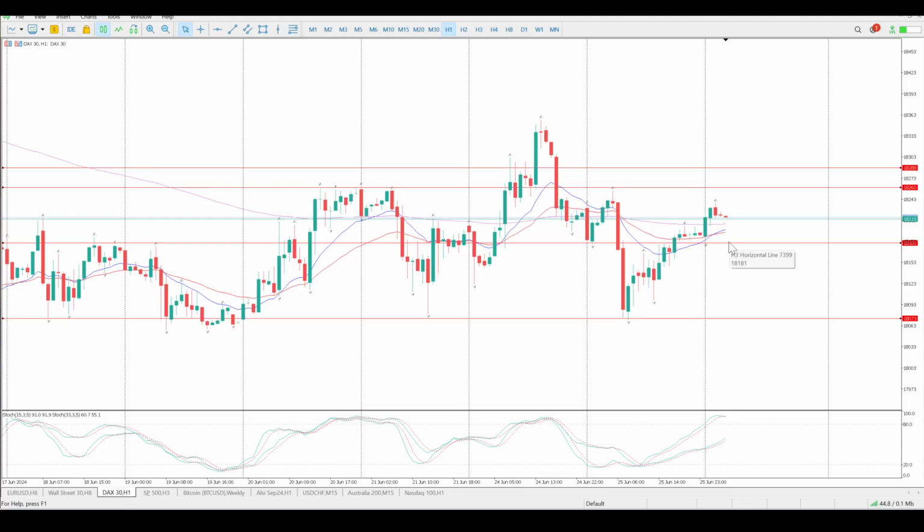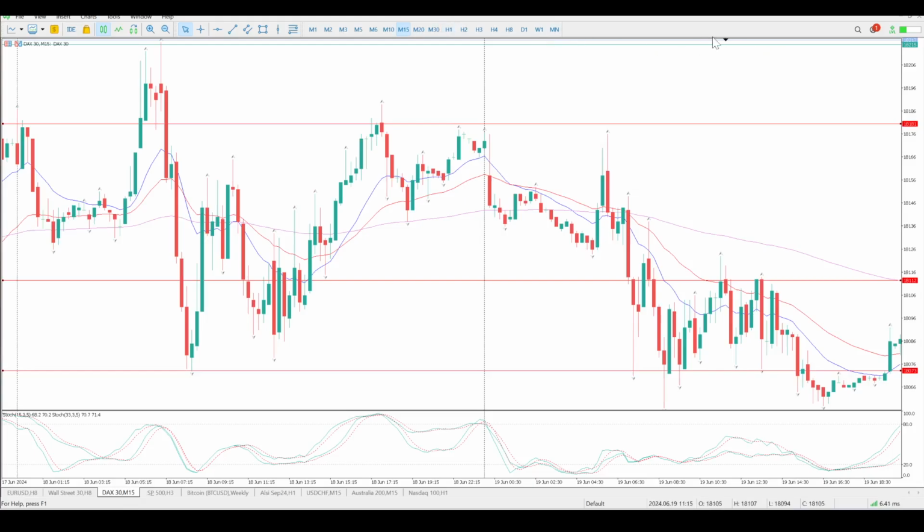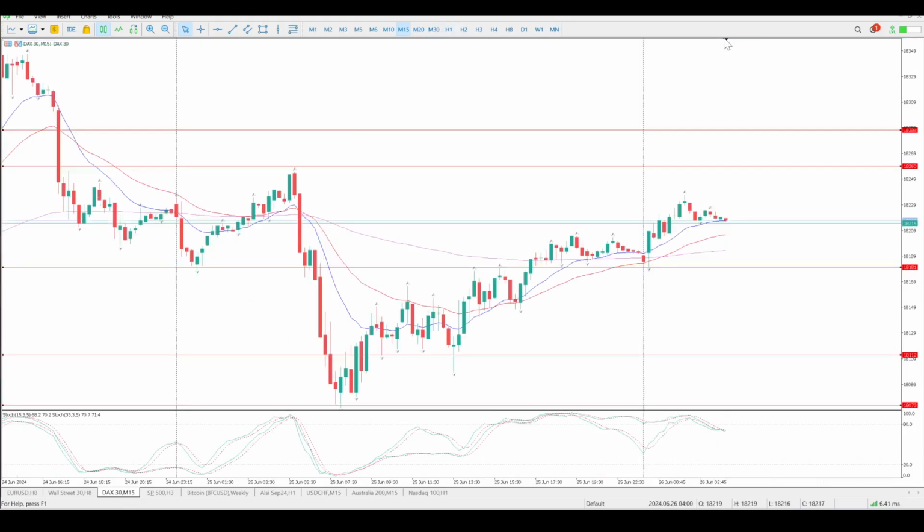So 18,181, if that doesn't catch it, then you're visiting either the bottom of the range here at 18,073, or you can draw pretty much any one of these fractals, put your level in, and you'll probably see price respect that 18,100 area. So I am still watching the DAX. I don't think there is something that I want to get involved in just yet.